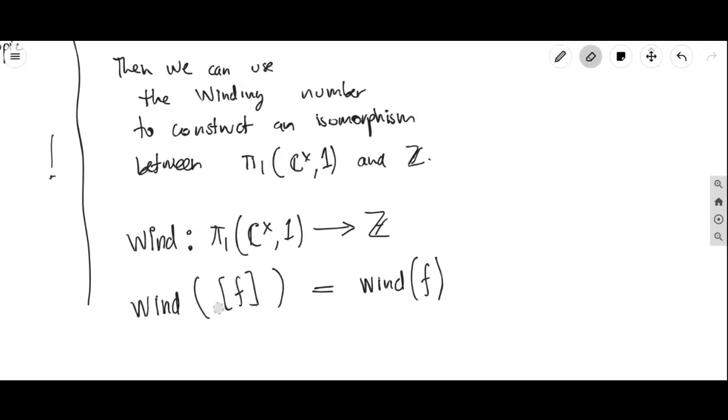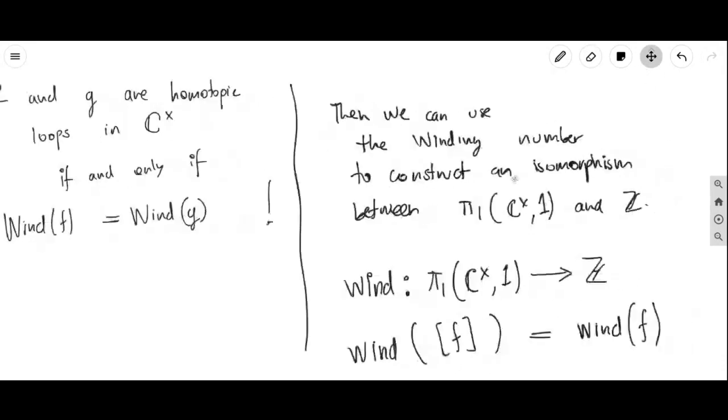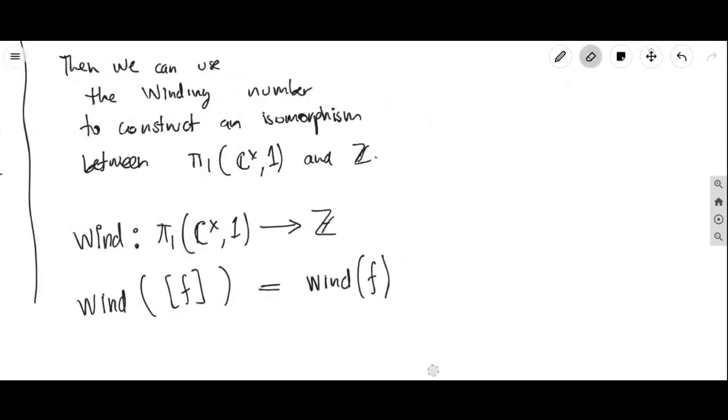Now, this is well defined, because if F and G are homotopic, so if you have a different representative for the same loop, then the winding numbers become the same. So this is a well-defined mapping. There is no ambiguity. You always get the same answer, regardless of what loop you pick in your homotopy class. It will always come out to be the same thing.